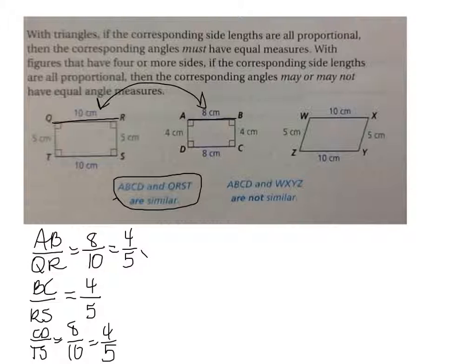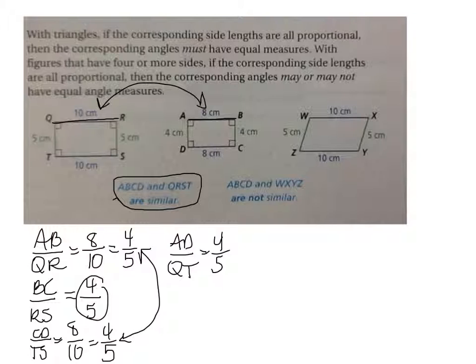We know that these two, if it's a true rectangle, we know that the opposite side lengths are the same. So those two should be the same, right? Because we're still working with 8 to 10, which means that the other two should come out to be what? 4 to 5? And is it? Yep. AD to QT, 4 to 5. Good. Now, all the sides are proportional, therefore those two rectangles are what to each other?